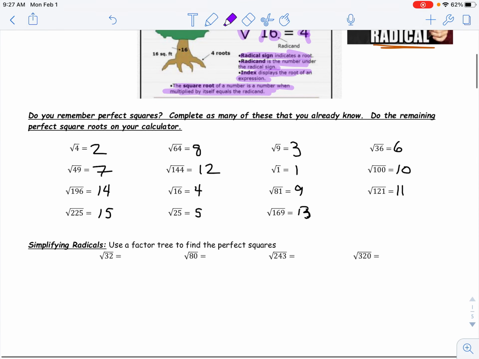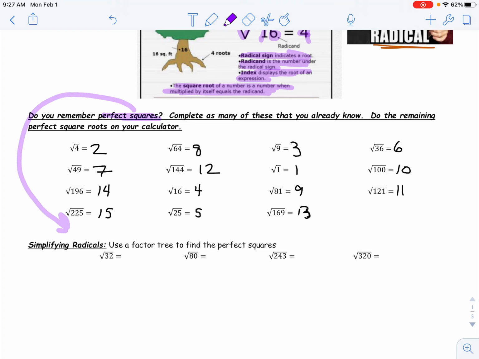All right, and then something I want to mention is these are perfect squares. Why are these perfect squares? Their square roots equal whole numbers. Square roots that equal whole numbers. There's an infinite amount, but we really just focus on 15. Sometimes we go a little higher than that, but rarely.